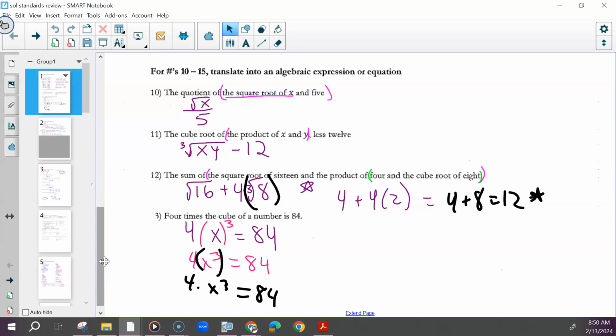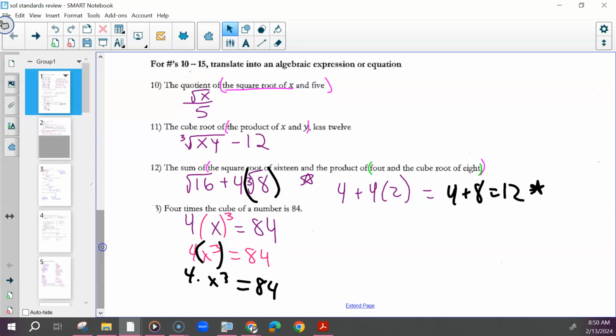Now this one, the rest of this you don't need. I was just showing that you could simplify this because everything is in numbers. And then 4 times the cube of a number is 84. That is your equals. Questions on any of those 4? So when you're ready, go up to the next page.